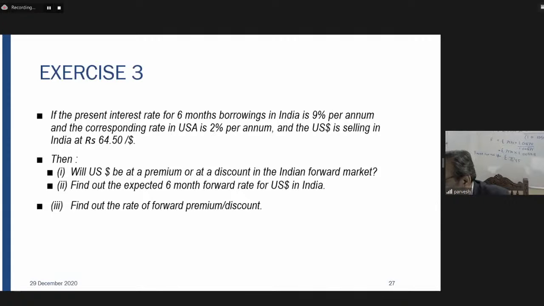Fine. So the present interest rate for 6 months borrowing in India is 9%, and the corresponding rate in US is 2%, and US dollar is selling in India at 64 rupees 50 paise per dollar. The first part of the question says, will US dollar be at a premium or discount in the Indian forward market? Find out the expected 6 months forward rate for US dollar in India, and find out the rate of forward premium or discount.